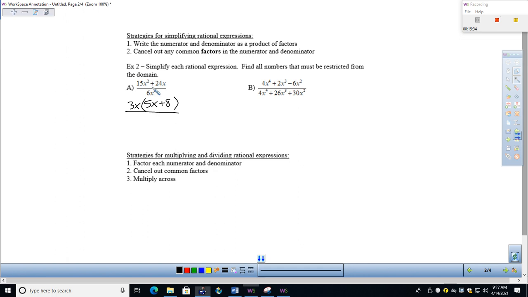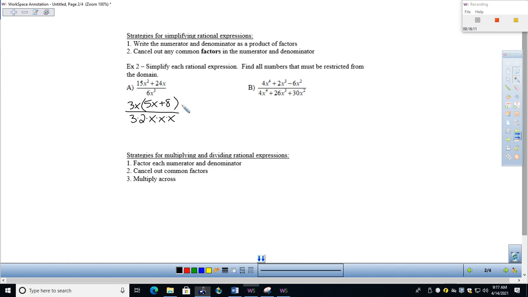But I think of this monomial as a product of a variety of factors. You know, I could write 6 as 3 times 2. And x cubed is really just x times x times x. So that monomial, is this truly necessary to break it down this way? No, not necessarily. But from a visual standpoint, it actually is pretty helpful. Because now what I have is a product of factors in the numerator, 3 times x times the binomial 5x plus 8. And in the denominator, I have 3 times 2 times x times x times x.